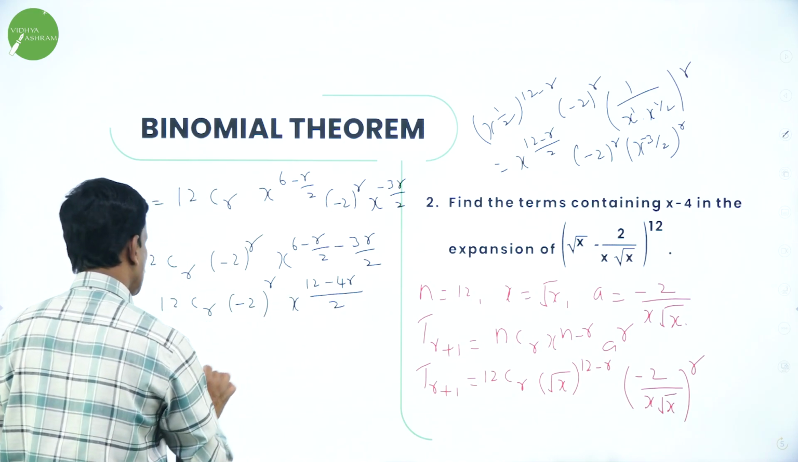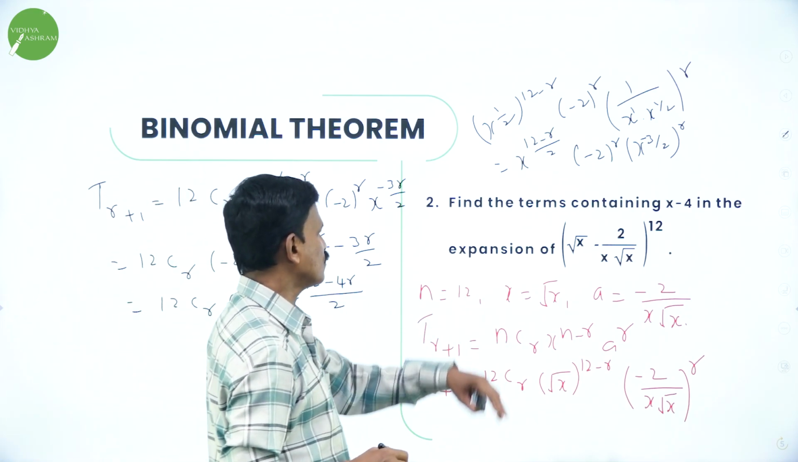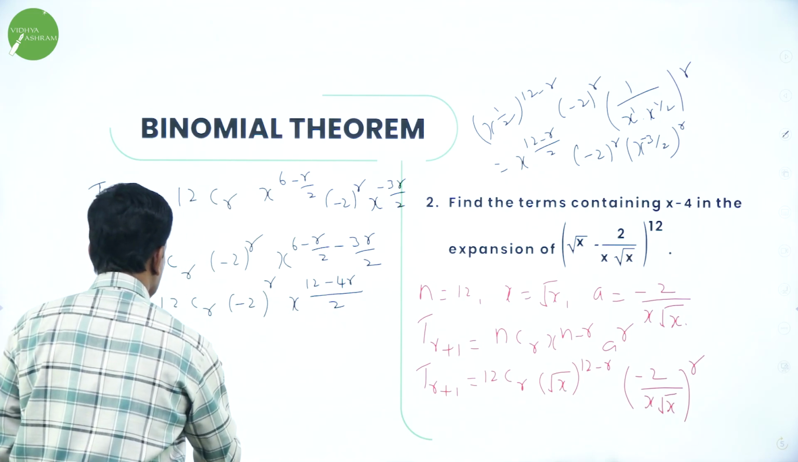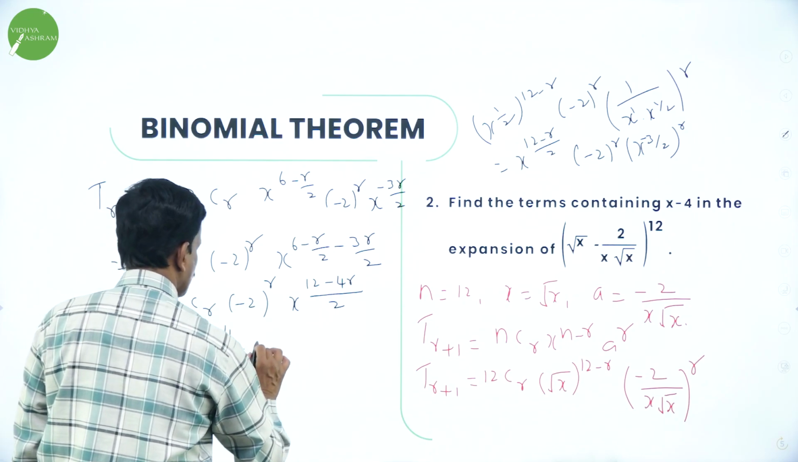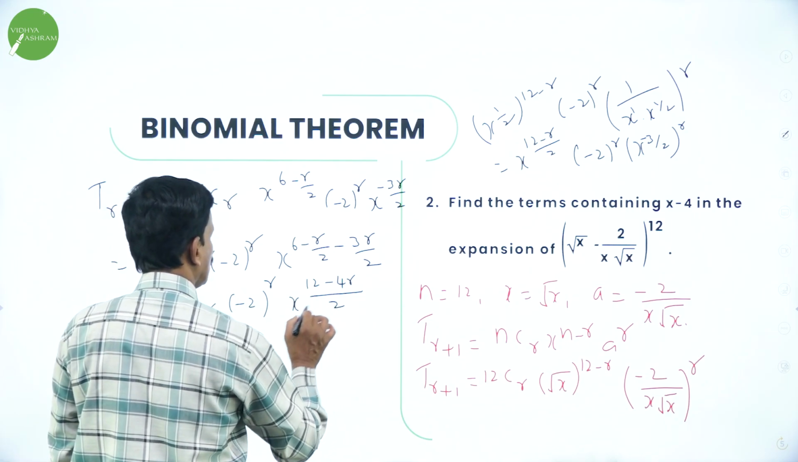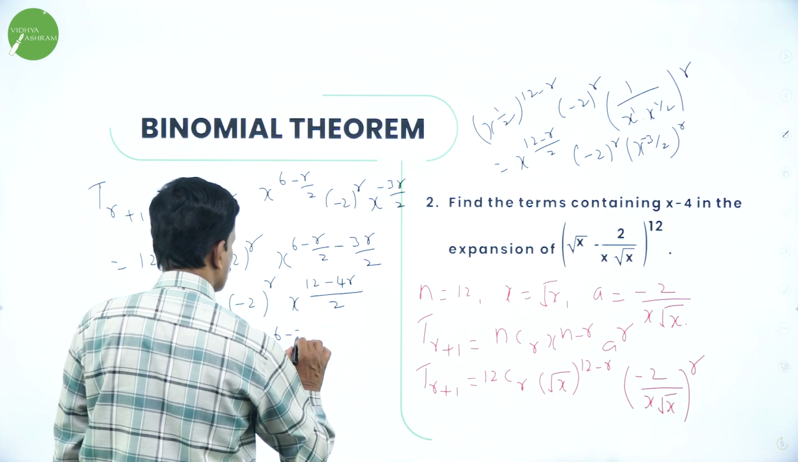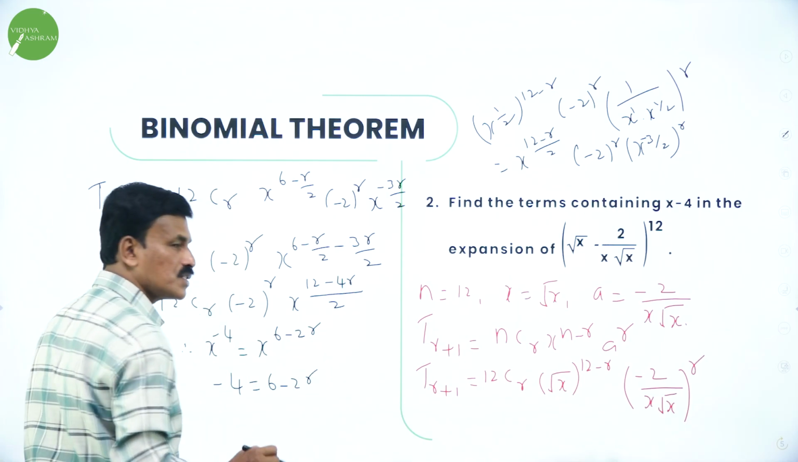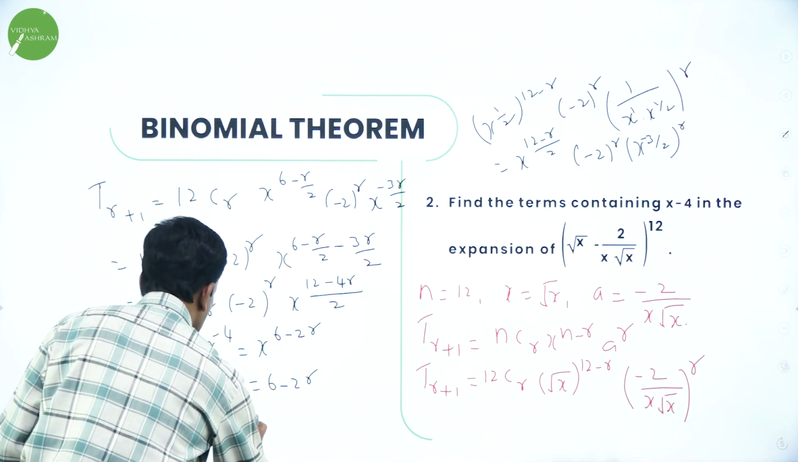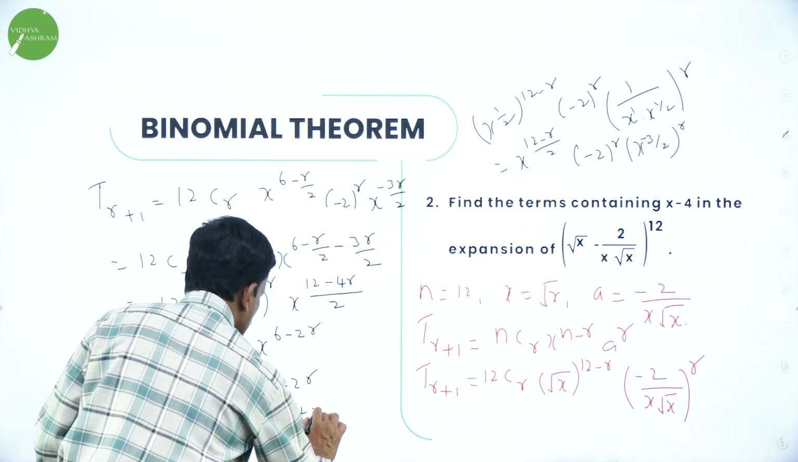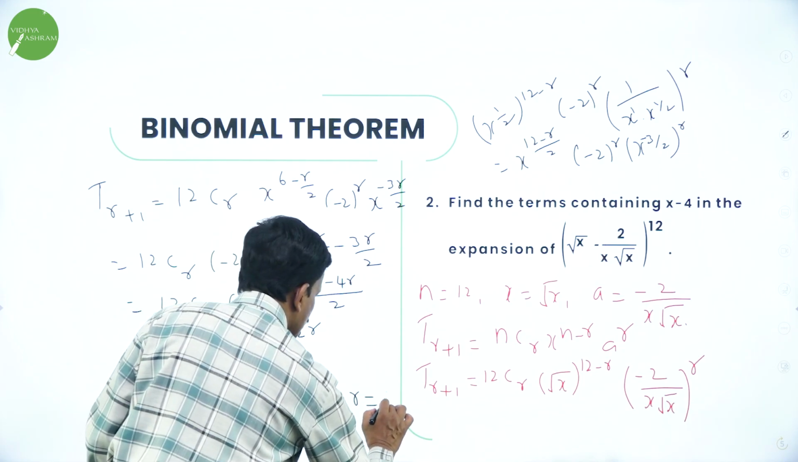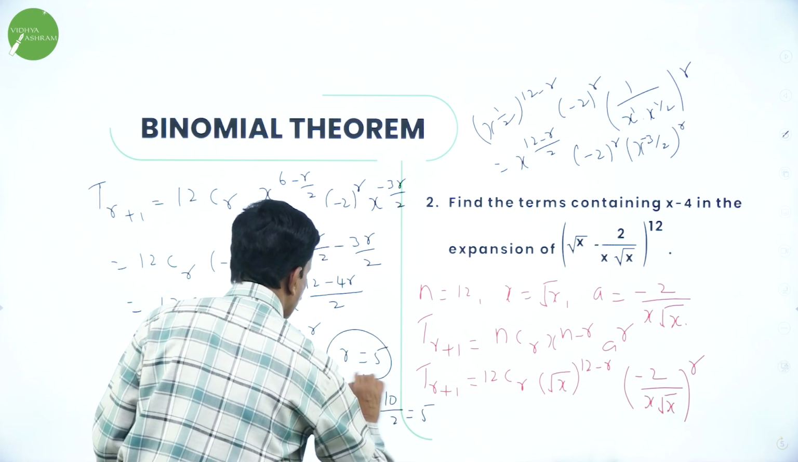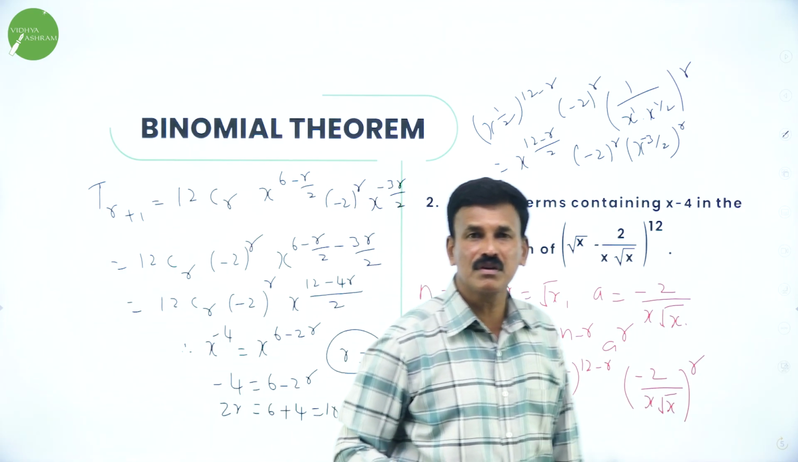So just equate this to x to the power of minus 4. That's it. So therefore x to the power of minus 4 is equal to x to the power of 12 by 2, which is 6 minus 2r. So minus 4 is equal to 6 minus 2r. What is required to find is r. Just transfer: plus 2r is equal to 6 plus 4, that is 10. Therefore, r is equal to 10 by 2, which is 5. So r is equal to 5. That's it. Put r equal to 5, you will get the answer.